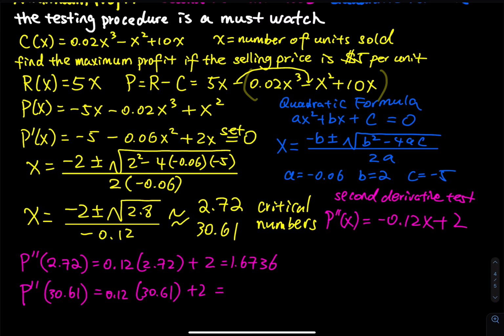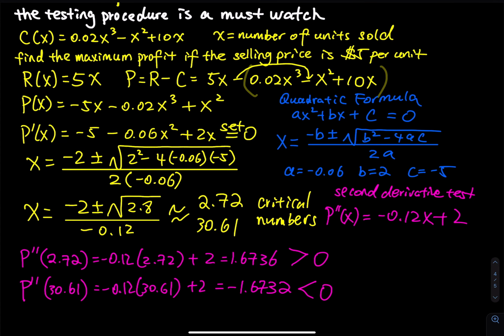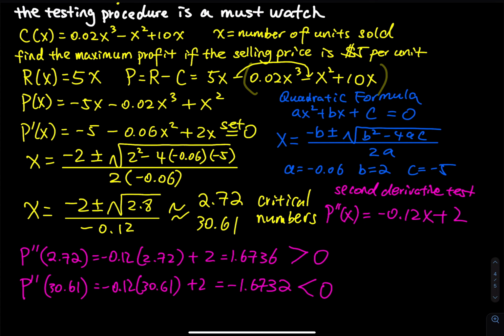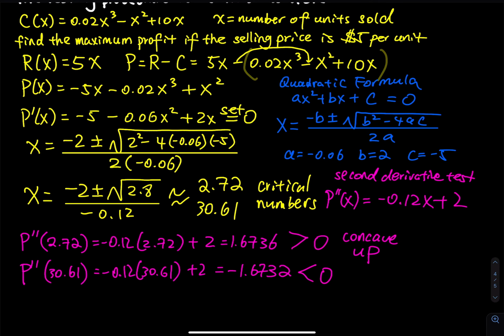You know what? I copied this wrong. It's negative 0.12. So the other one gives me negative 1.6732. So this one is greater than 0, and that one is less than 0. What does that mean? Second derivative test. The second derivative greater than 0 means the profit function is concave up when x is equal to 2.72, and this one is less than 0, which is concave down when x equals 30.61.